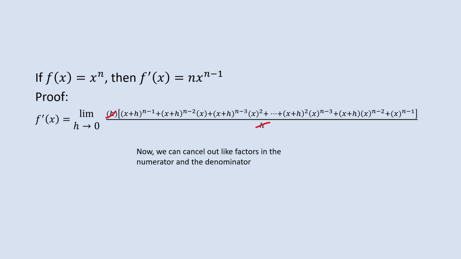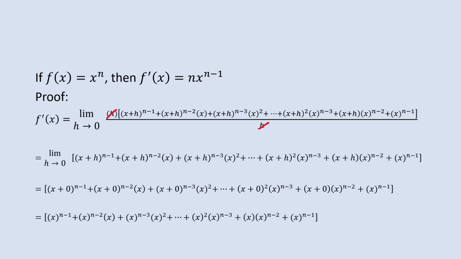So after crossing out those h's, like we said, we're going to plug in our h value of 0 for all those h's. And that's what you see in the second last line here. And then what we can say is x plus 0 to the n minus 1 is the same as x to the n minus 1. x plus 0 to the n minus 2 is the same as x to the exponent n minus 2. x is the same as x to the 1.